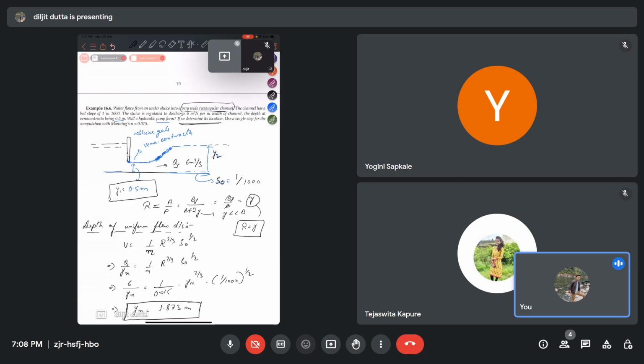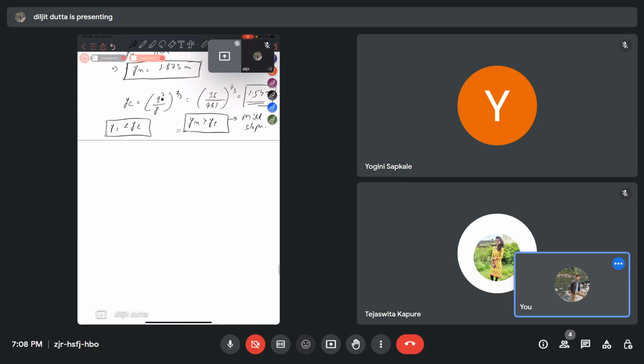The jump will be located at a section where the depth of the flow will be conjugate to the normal depth of the flow. So the jump will form where the depth of flow is conjugate to the normal depth.